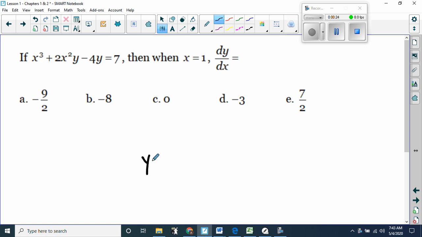So if we take the derivative of y cubed, something cubed, you put the 3 out front, subtract 1 from the exponent, times the derivative of y, so it's going to be times dy/dx.